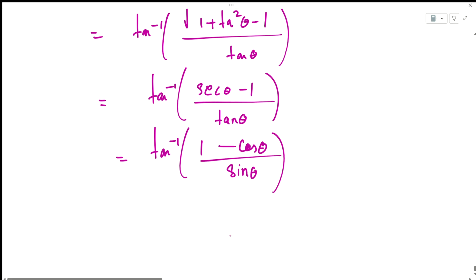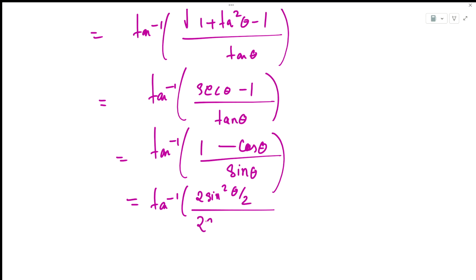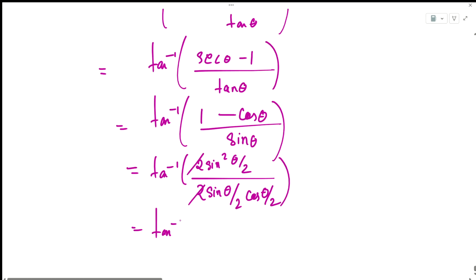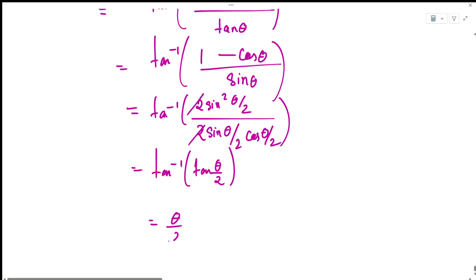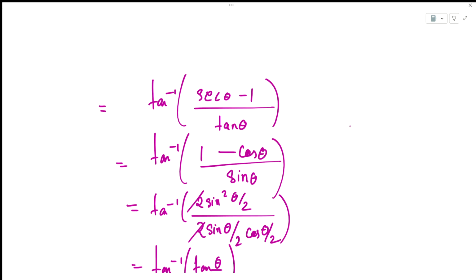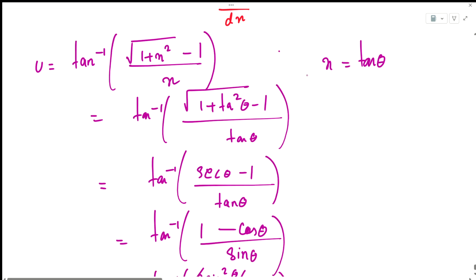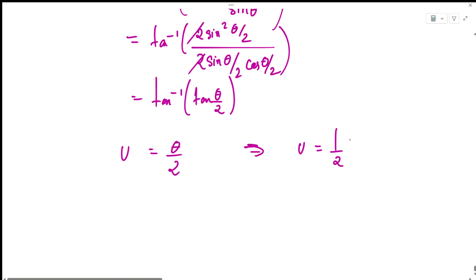Now you should be knowing your trig identity, that 1 minus cos theta is simply 2 sine square theta by 2, and sin theta is 2 sine theta by 2 cos theta by 2. So if we cancel out the 2's, we will have tan inverse of, this is simply tan theta by 2. So this is theta by 2. So u is theta by 2. That will give me u as half of, I think x was tan theta, so theta will be tan inverse x, right? So in place of this theta, I can write u as half tan inverse x.